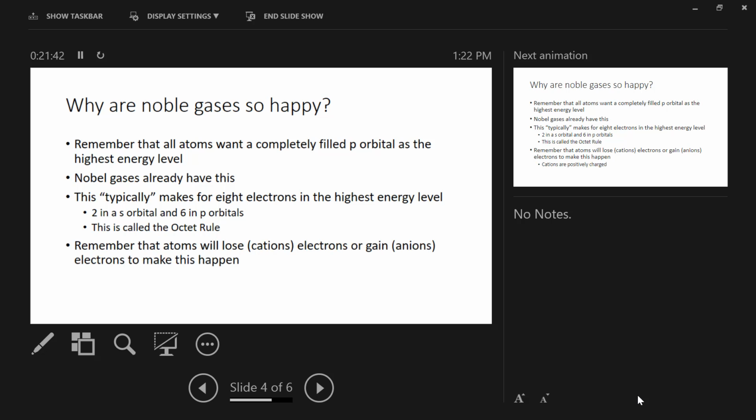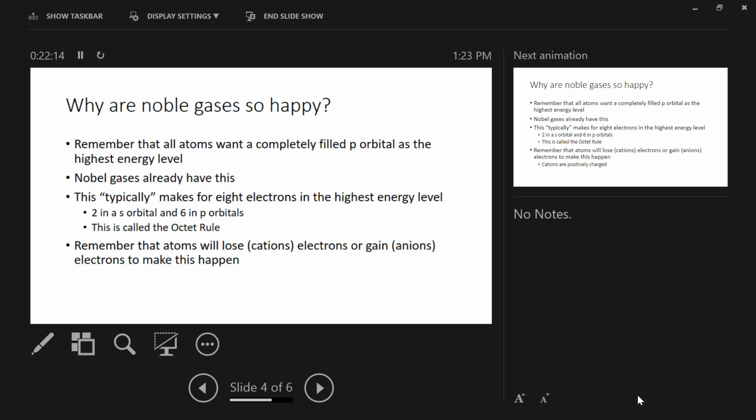Okay? Before we left, we talked about this last point, that atoms don't just want that, they will get that. And the way they do it is they either lose electrons and become cations, or they gain electrons and become anions. Okay, this is what atoms do. They want 8 electrons in their highest energy level, and they will lose electrons or gain electrons to make that happen.